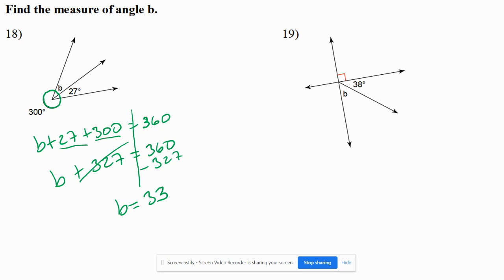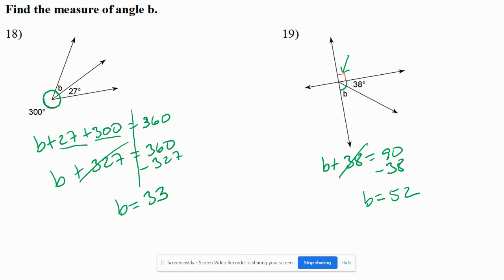Let's take a look at question number 19. b and 38. Because of this 90 on one side, I know b plus 38 has to equal 90. To get b by itself, let me subtract 38 on each side. 90 minus 38 should give you 52.